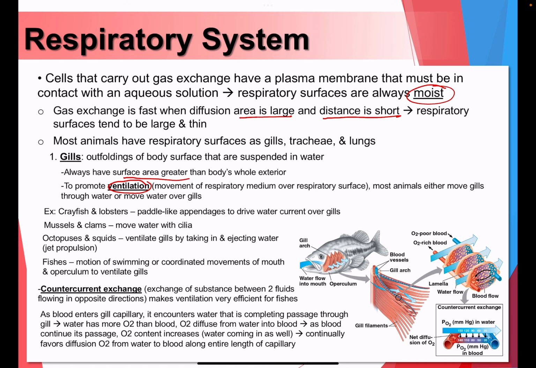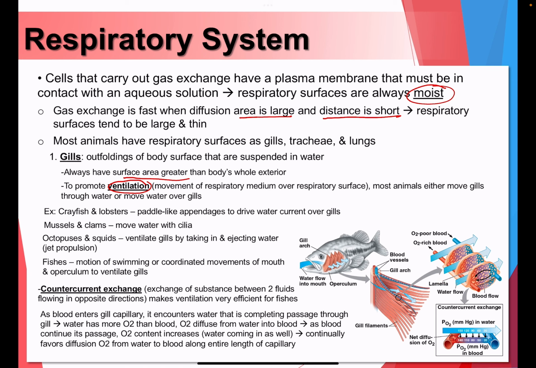So, as blood enters the gill capillary, this is the gills right here, and within the gills there are all these capillary beds. Water is moving through the fish, and water is moving through the gills, as well as the blood is moving through the gills. As blood is moving through the gill capillaries, it will encounter all this water coming in as the fish is swimming around, and complete its passage through the whole entire gill.